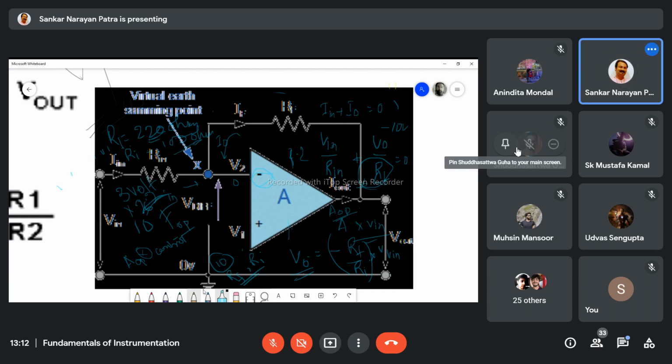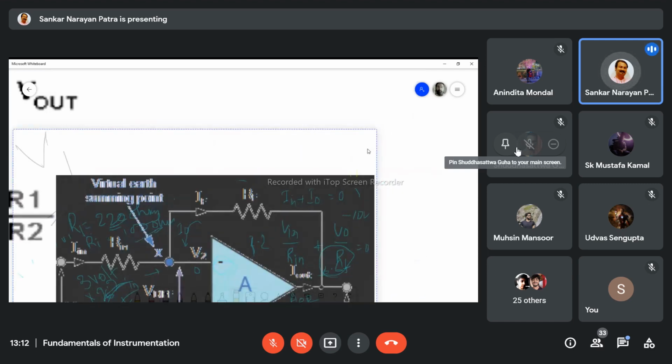So this is the inverting amplifier. Similarly, you will find a non-inverting amplifier.